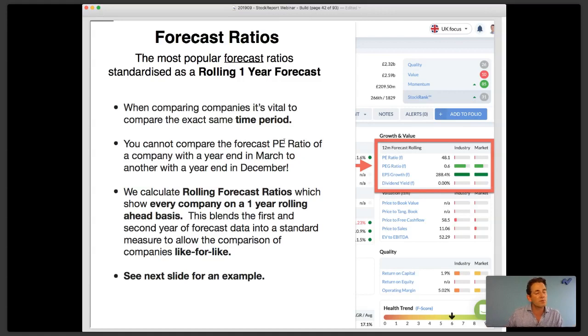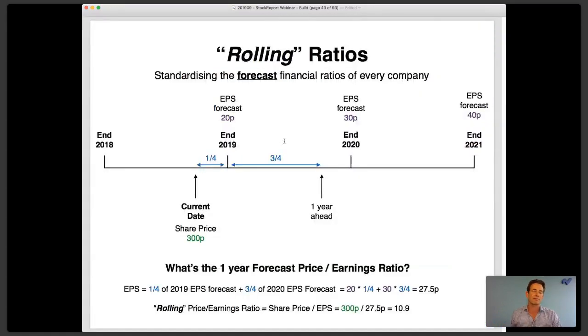So what we do is we calculate what's called a rolling forecast, which shows every company on a 1-year rolling ahead basis, blending the first and second year of forecast data into a standard measure. This allows like-for-like comparison. Now, here's a very basic breakdown. Imagine you've got a timeline here, and I put the wrong dates on this, but end 2018 there, 2019, 2020, 2021. Imagine it's 3/4 of the way through 2018.